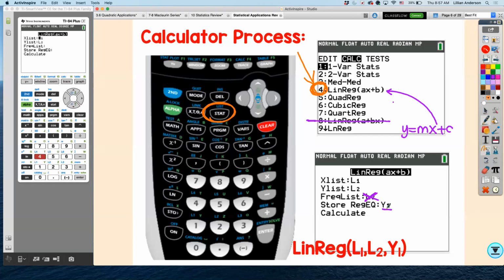You don't necessarily have to do this part. So to be honest, don't even worry about this part, okay? Don't even worry about storing it. For those of you who have the older calculators, you're not gonna get these options. So you have to do L1 comma L2. Then you would go down to calculate and get your respective answer, okay?